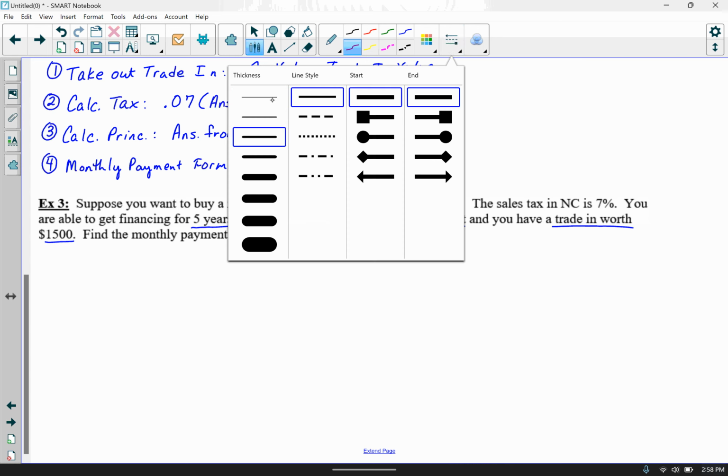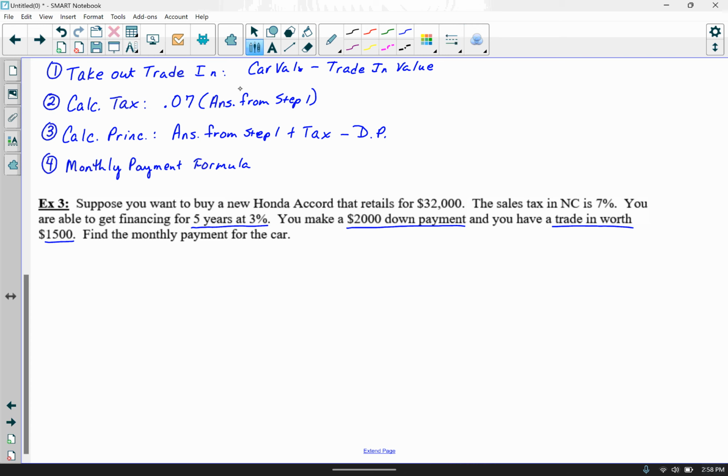So we're going to work through our steps here. First step, we're going to take out our trade-in. So step 1, I'm taking out my trade-in. So the price of the car, my $32,000, minus my trade-in, $1,500.